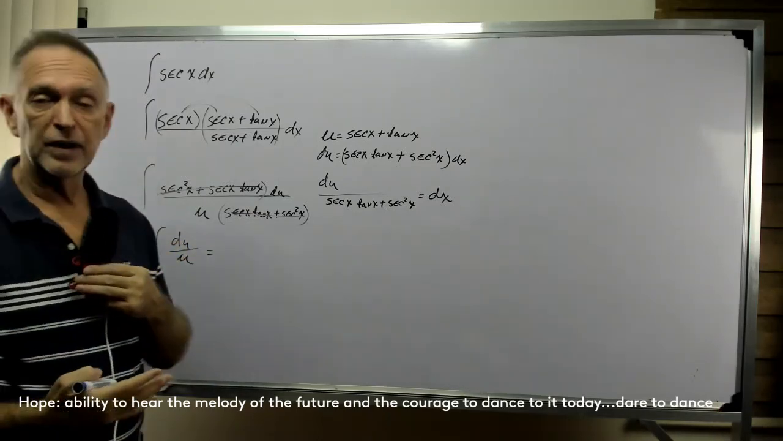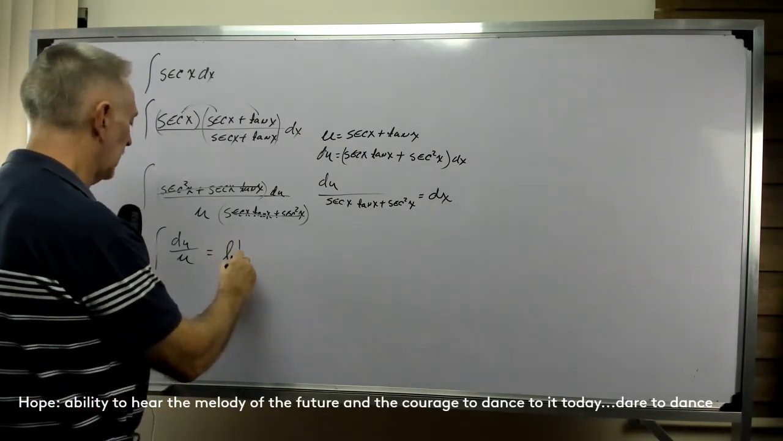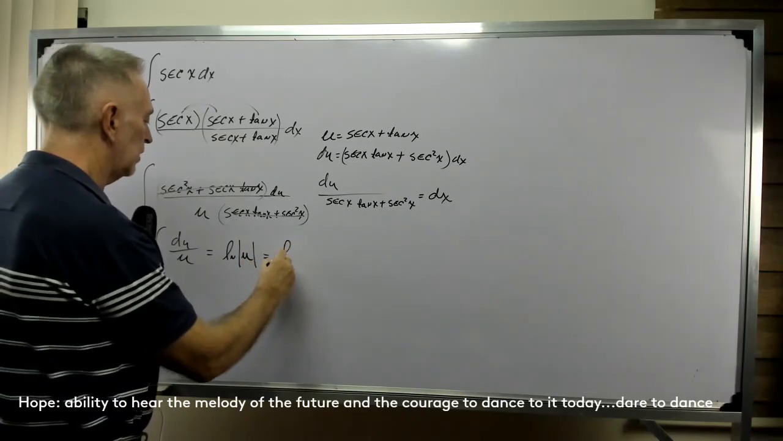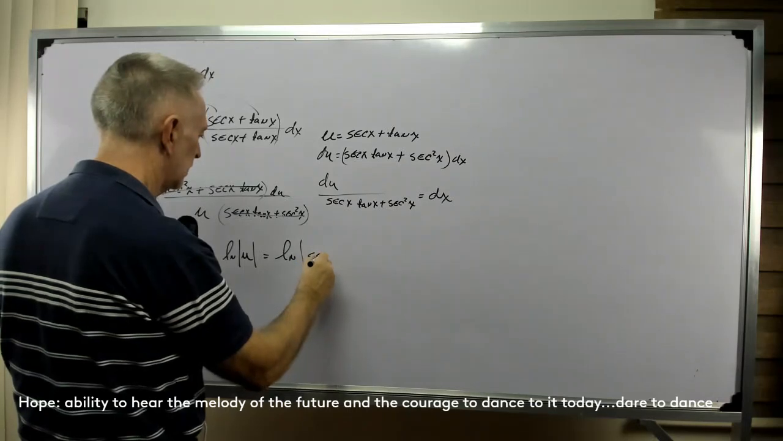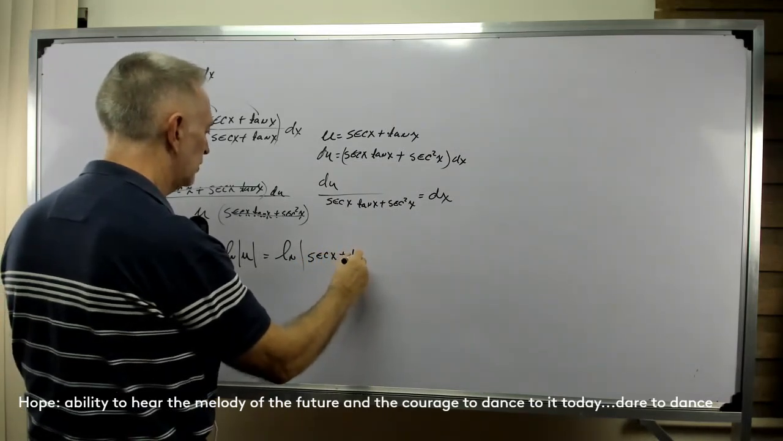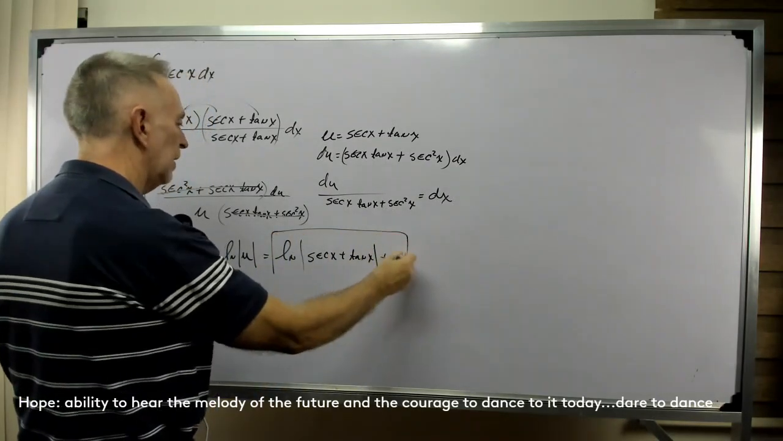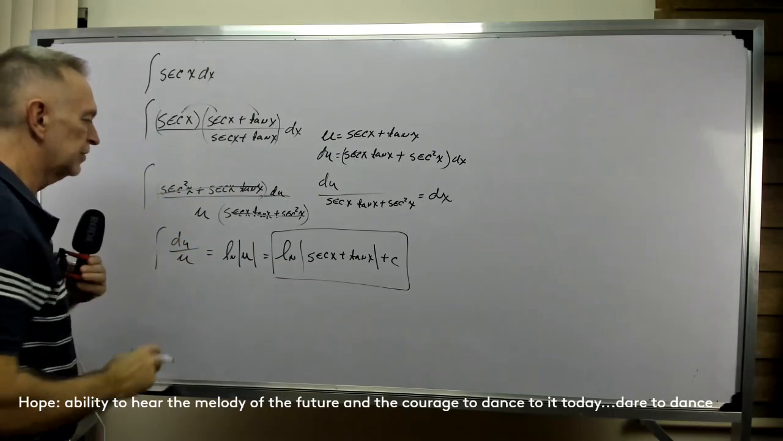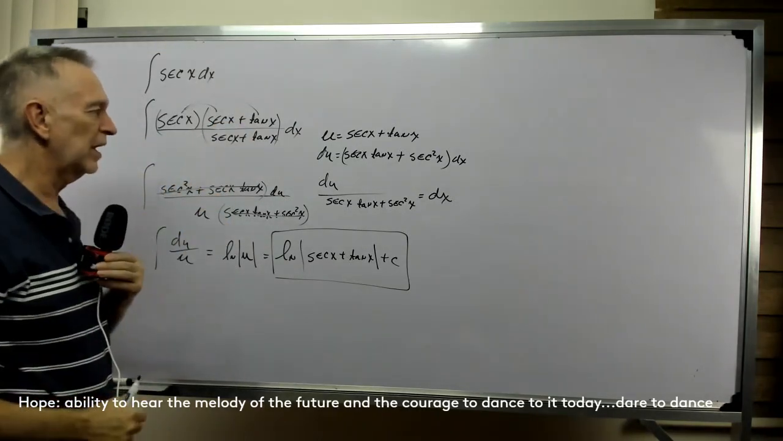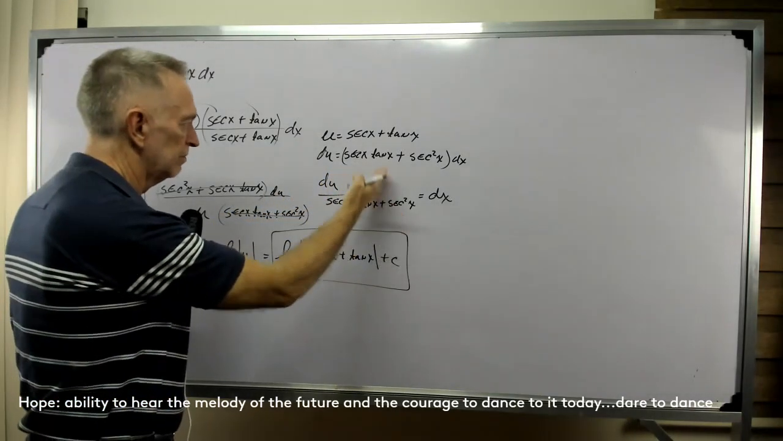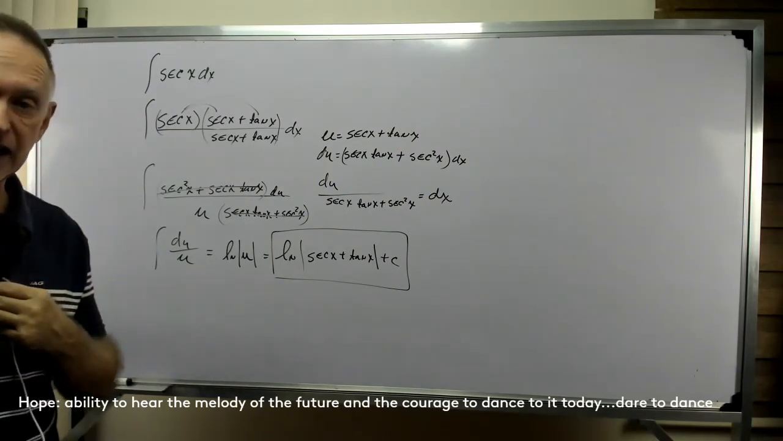Well, that by definition is the natural log of u. So we have the natural log of the absolute value of u, and that equals the natural log of the absolute value of secant x plus tangent x plus c. And that, my friend, is the integral of secant x dx. So that one trick is the key to all of that, and then understanding derivatives. So, all right, a short video, but that is the integral of secant x dx.